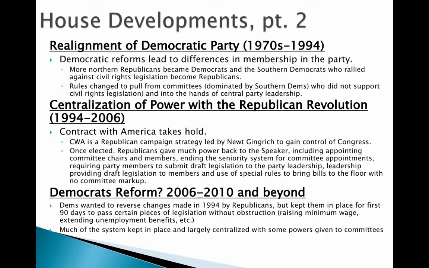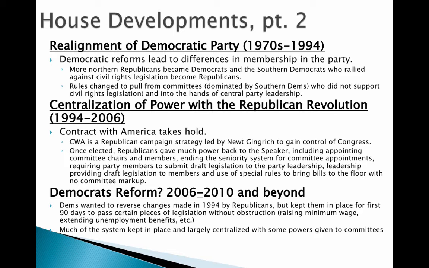Rules changes meant that people who were chairs of committees did not necessarily get those jobs by seniority, that there was a measure of how loyal you were to the party and the party platform. And so a lot of senior members got mad about this, and they either switched parties or they left Congress altogether. So this is a move towards centralization, but not a full move. There was still a lot of power in committee chairs' hands. It's just how those committee chairs were appointed changed.